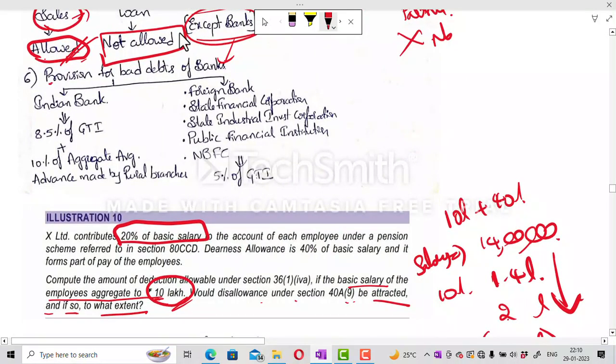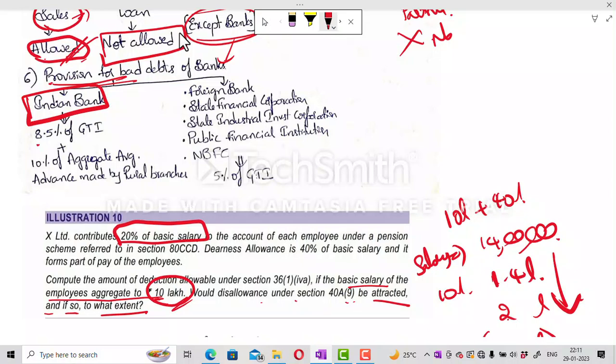See, they can take allowance only if it is a provision for bad debts. Actually, they cannot take just any amount. So, for Indian banks, how much provision can they take? Anything like 50%, 100%, they cannot take. No, we should give some rate. What is that? 8.5. This is important. They will be asking questions.